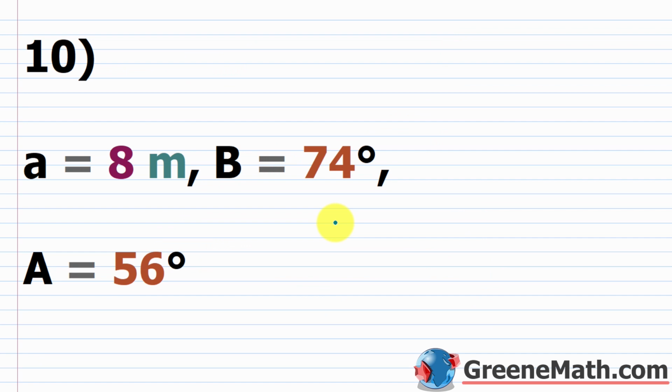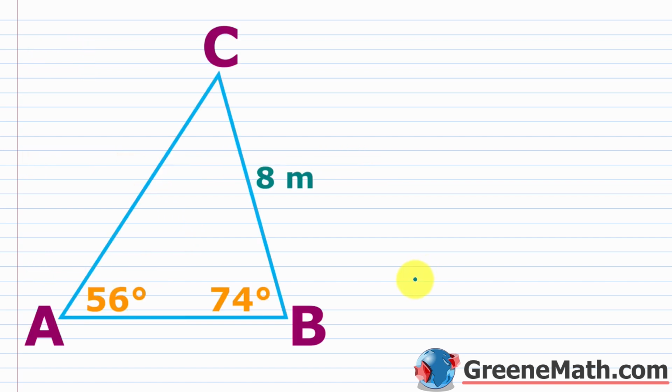All right, let's take a look at problem 10. So our lowercase a, which again is the length of the side opposite of angle A, that's 8 meters. Then we have the measure of angle B is 74 degrees, and the measure of angle A is 56 degrees. So again, you have two angles and a side, so we don't have all the information to get the area. So again, we have to go back to our law of sines, and you just need to do side, angle, side, whichever one you want to do. But again, I'm given this side right here and this angle right here. So I probably just need to figure out this side right here.